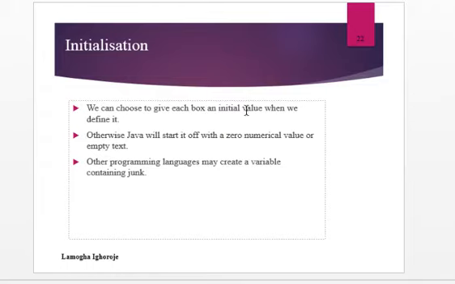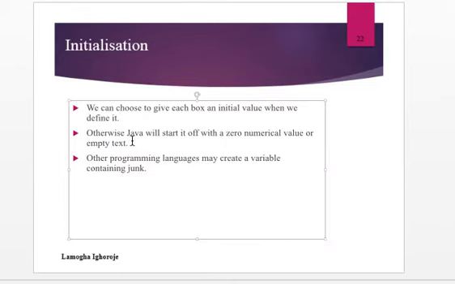You can choose to give a box an initial value when you define it immediately, or you can give it the value later within the code. If you do not initialize it, Java will just start off with 0 for numerical values, or for text it will be empty. If it's a number, integer or double, it will just come out as the 0 value.